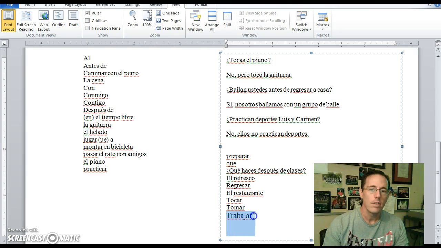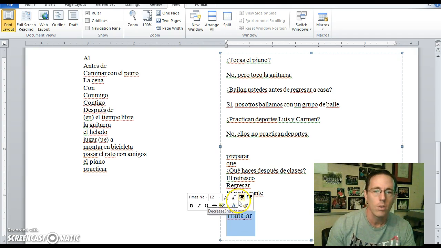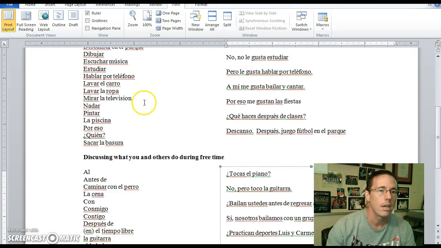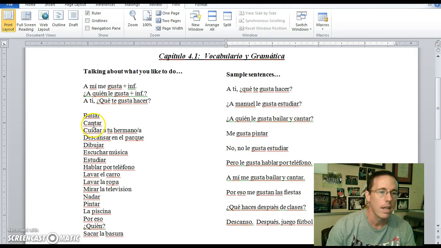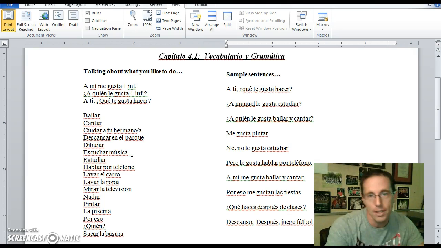Trabajar is to work. I'd like to pause right here because you'll notice that there are a lot of AR verbs. Trabajar, tomar, tocar, preparar, practicar, jugar, montar, caminar. Moving on up here, bailar, cantar, cuidar, descansar, dibujar, escuchar, estudiar. A lot of AR verbs. Extra credit for this week.